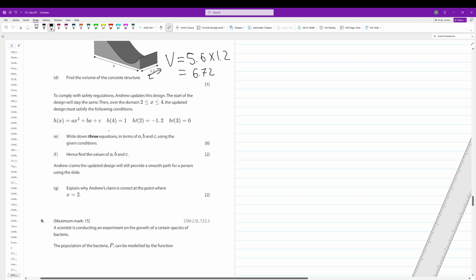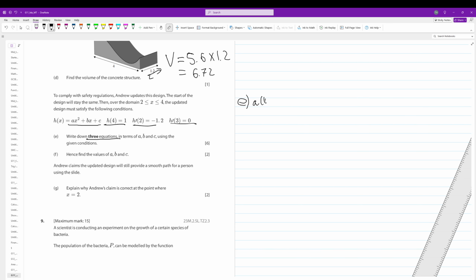Write down 3 equations in terms of a, b, and c using the conditions given. So they've redone the construction, they've changed the design, and I've been given 3 pieces of information to create 3 equations. Cool. I've also been given the general form. This is another one of those questions where it's just like, don't panic. Do what you would normally do. The first one's nice and easy. So h of 4 means put 4 in.